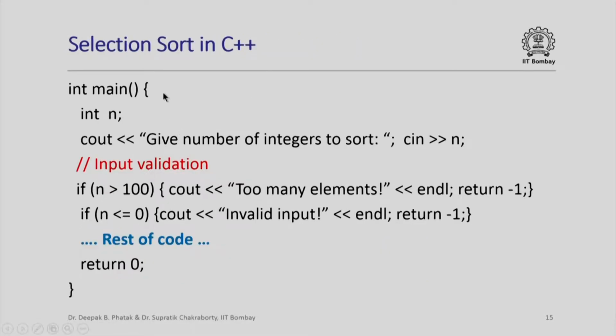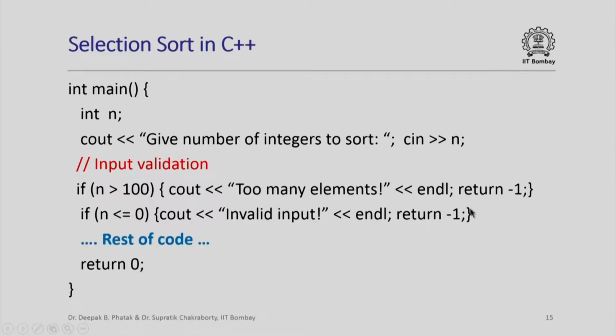So here is how our program for selection sort might look like. We have the main function here, and in the main function I have this integer variable n, which I am using to store the number of integers that the user wants us to sort. So I ask for the number of integers, read its value in n, and let us say that in this program we are going to sort only an array of up to 100 integers. So if the number of integers to sort is greater than 100 or less than or equal to 0, I output an appropriate error message and then I return minus 1.